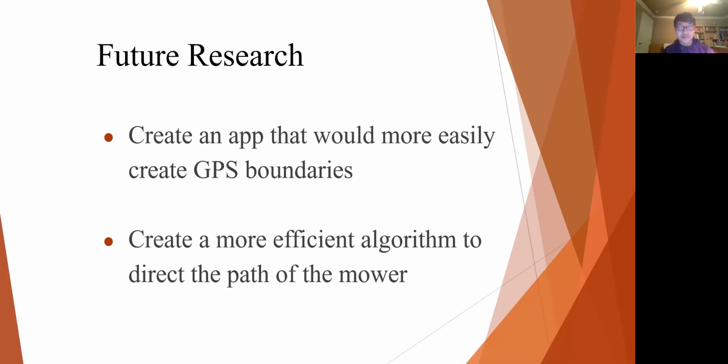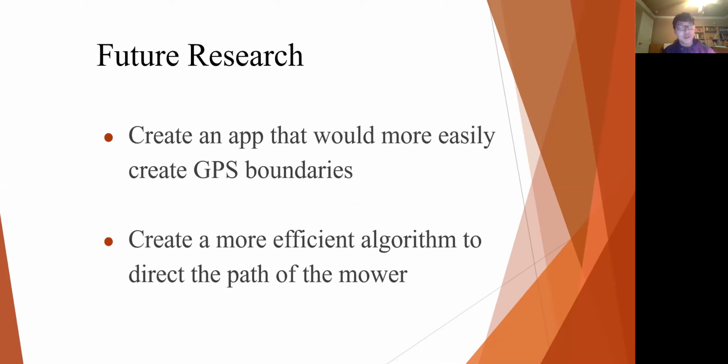As for future research, I would like to be able to create an app that would more easily create GPS boundaries. So with this app, you could just activate it and walk around the outside of your lawn and it would record those coordinates automatically and create a map out of it.